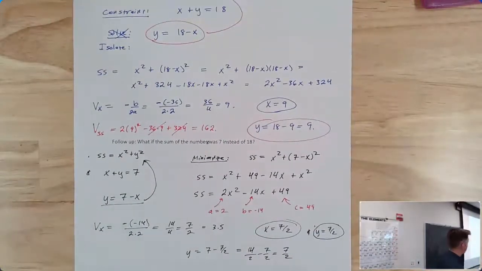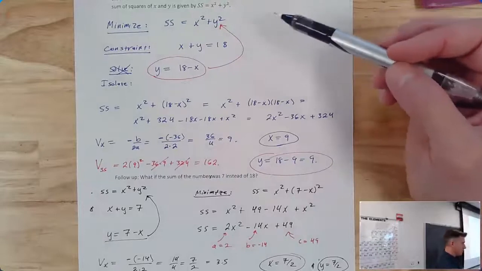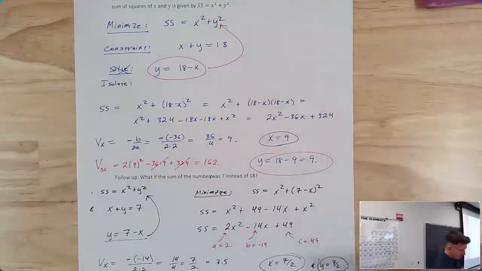It's easier for me and probably for you to think of it in terms of the first example, because it's easier to pick numbers that add to 18 than it is to add 7. If you pick any other two numbers that add to 18, their sum of squares is bigger than 162. So pick like 10 and 8. That adds to 18, right? What's 10 squared? 8 squared? And you add this together, it's bigger than 162: 164.